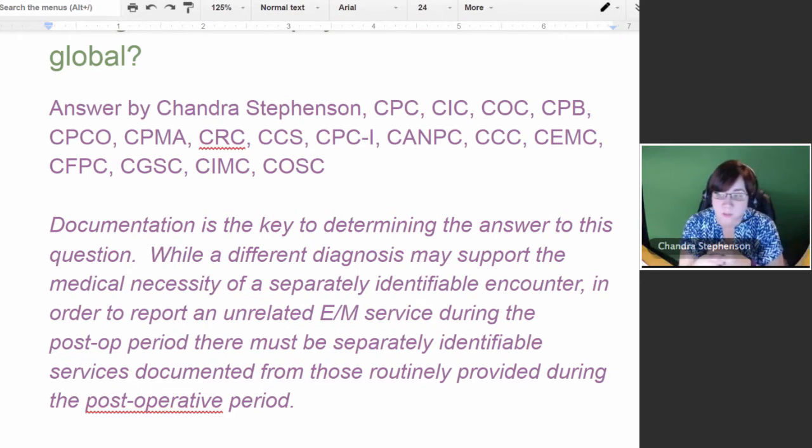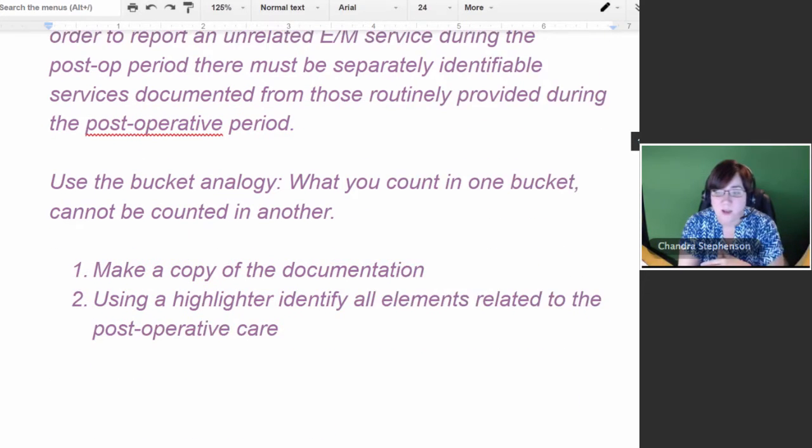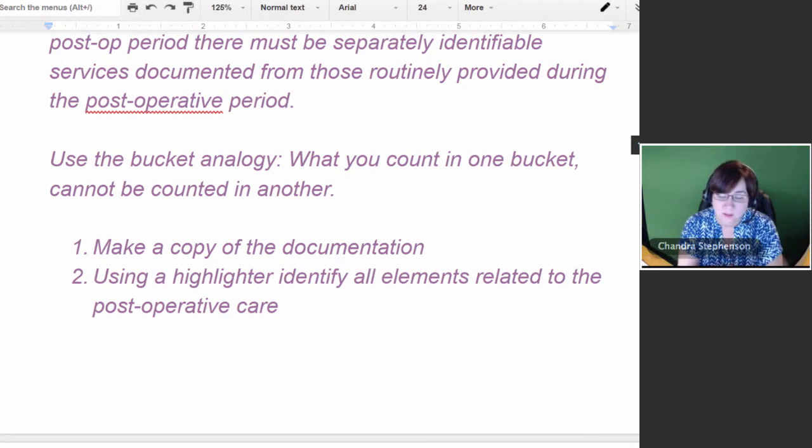So if we can scroll on a little bit further, the thing that I recommend using is what I call a bucket analogy. And this is the way that E&M and separately reportable things were taught to me when I first started working as an auditor and looking at some of these things. And the physician that I worked under said, okay, if you have a patient coming in for a post-operative visit and you're trying to figure out if something is reportable in addition to that post-op visit, take their documentation, make a copy of it, and highlight everything that's related to the post-operative care, everything that they would normally do as routine workup post-op, everything they checked, motion, the history around it, all of that.